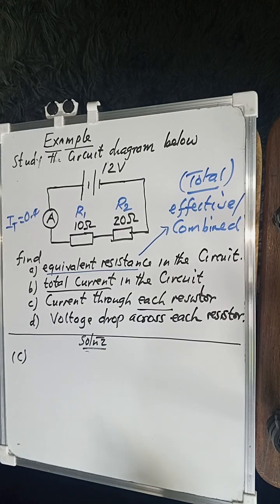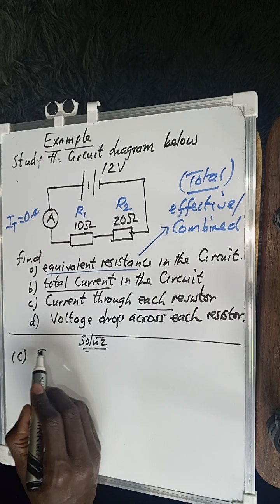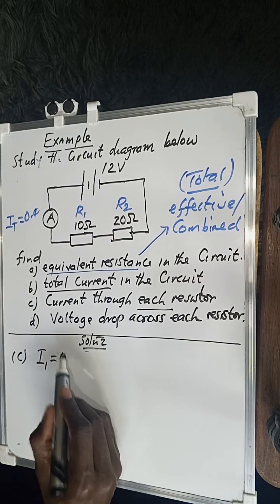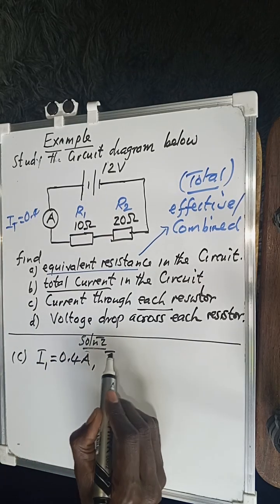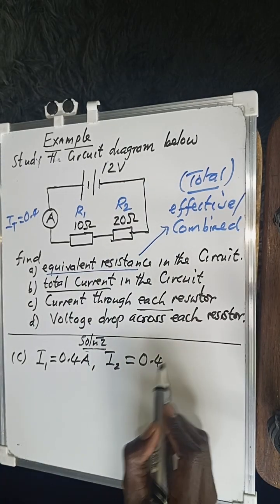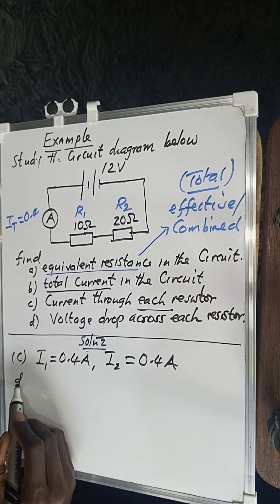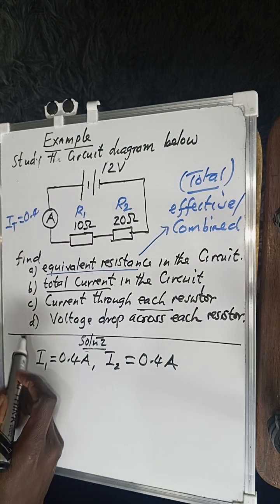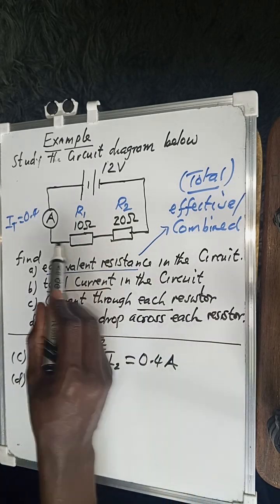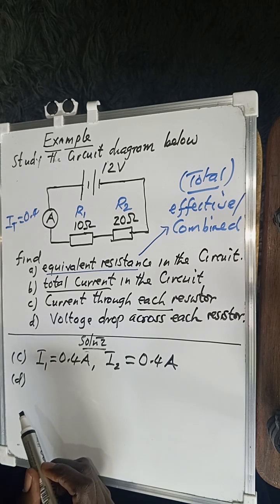So remember, the current passing through each resistor is the same. The current through resistor 1 is 0.4 amps. And the current passing through resistor 2 is still the same, 0.4 amps. So you didn't even need to start wondering. D says the voltage drop across each resistor. So they want you to find the voltage drop across each resistor.